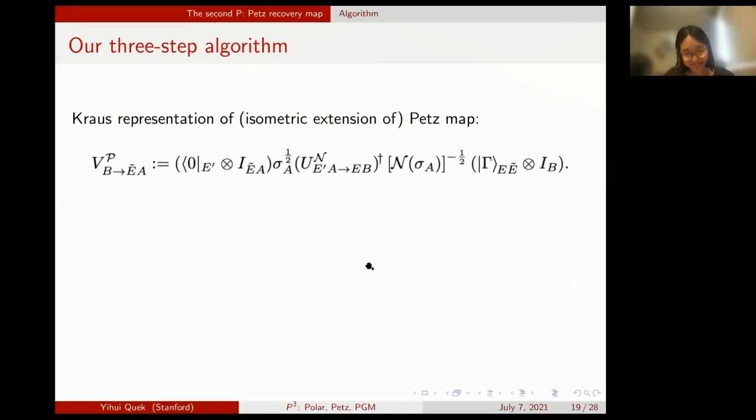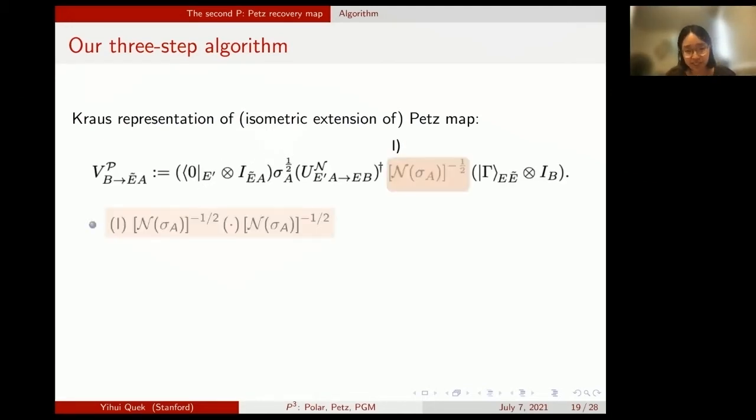Okay, and then finally, we're going to rewrite the Petz map in another way so that the exact operations become even more evident. So this is the cross representation of the isometric extension of the Petz map. You're supposed to read this from right to left. On the right, we have the first step, which is to tensor in this maximally entangled state to your system. And then we apply the first operation here, the second operation here, the last operation here, and then finally we collapse onto this environment state.